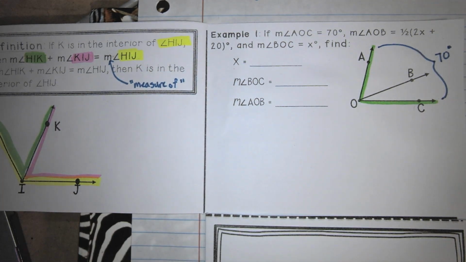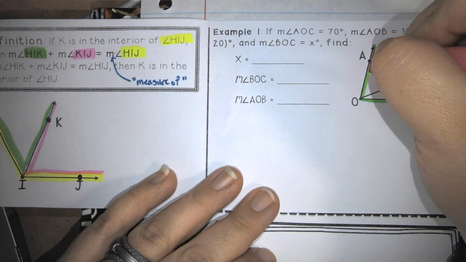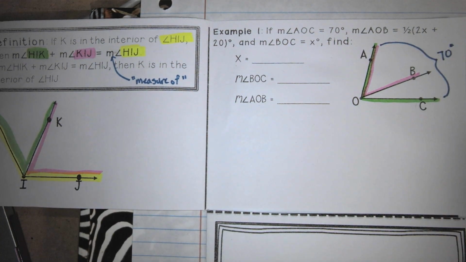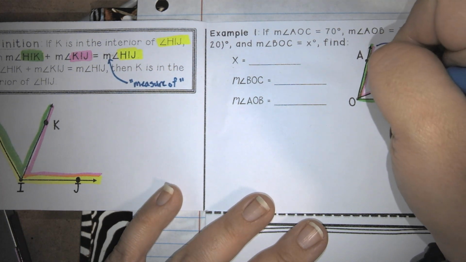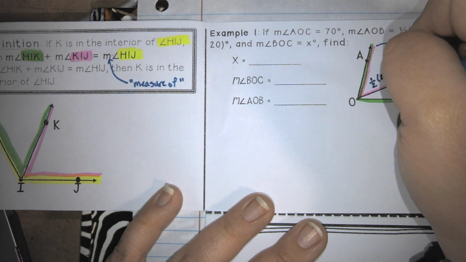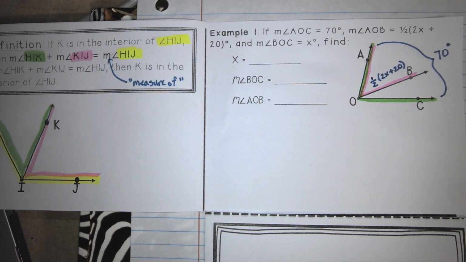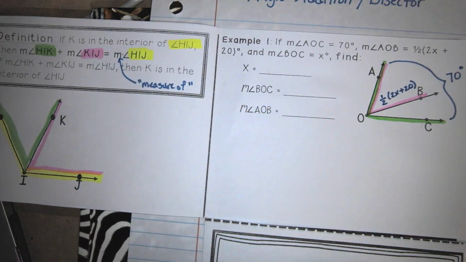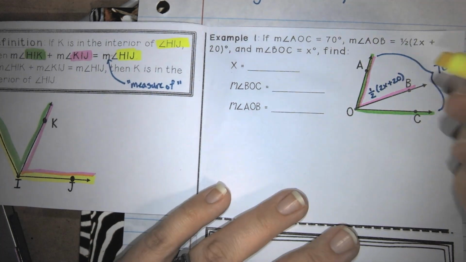And then we also know the measure of angle AOB, which is this piece, AOB, is 1/2 (2x plus 20). So I'm going to write that here, 1/2 (2x plus 20). I'm not going to worry about how weird that looks with the fraction and the parentheses right now. I'm just going to label what goes where. That represents whatever x is, and that'll help us figure out what AOB is. And then BOC is this angle.